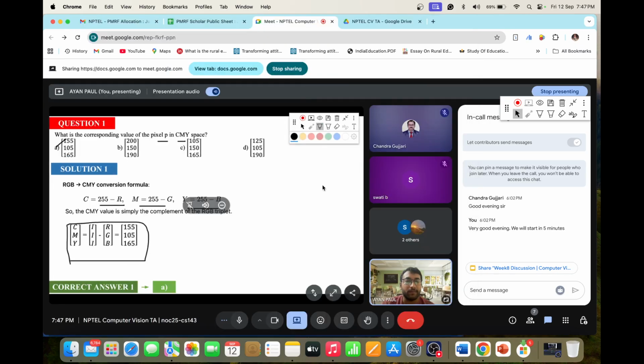So is it clear? We have this RGB, and from RGB we have to calculate CMY. CMY is very easy: 255 minus R, 255 minus G, 255 minus B. By that we can calculate the CMY. So this is the first question.